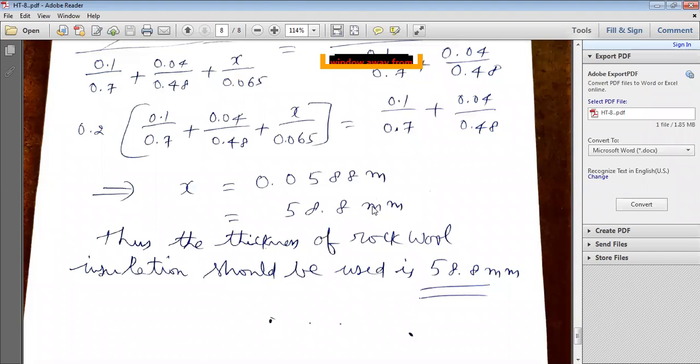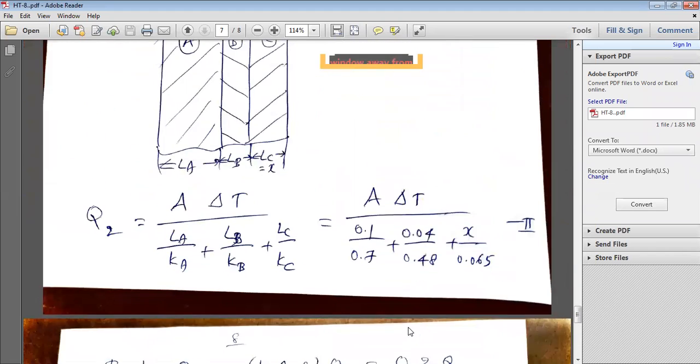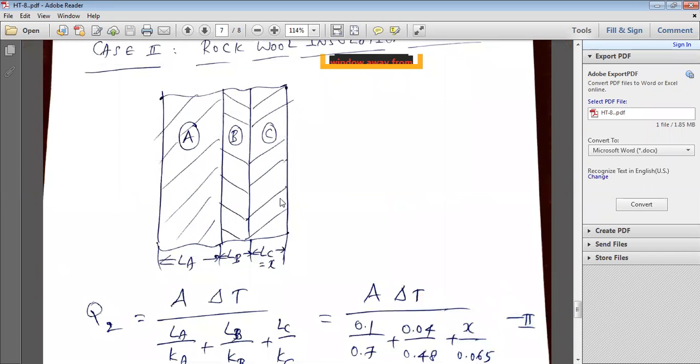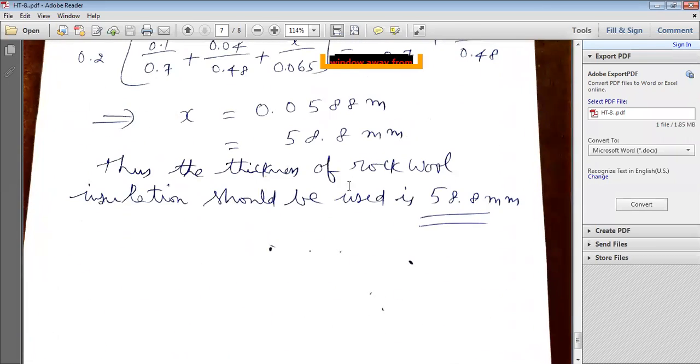Thus the thickness of rock wool insulation that should be used is 58.8 mm. How much thickness of this rock wool should be added in order to reduce the heat transfer by 80%? In order to reduce the heat transfer by 80%, what is the thickness of material C? That is rock wool. The thickness of the rock wool insulation should be 58.8 mm.